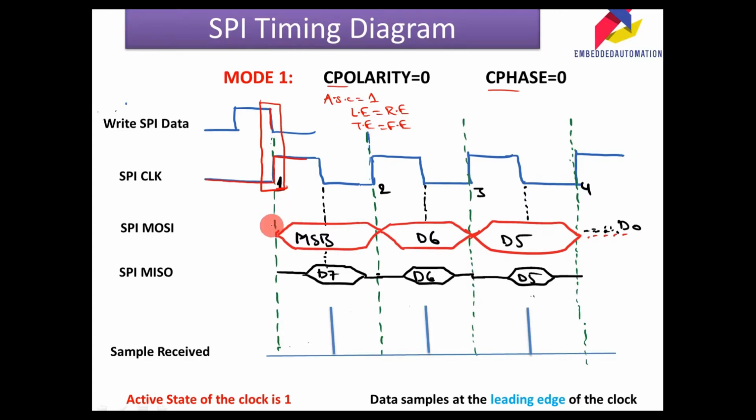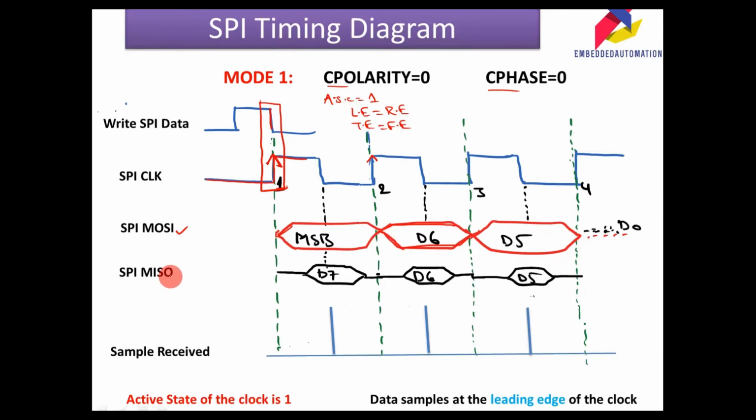So the data at the master output is placed immediately on the rising edge of the SPI clock. There is the rising edge of the SPI clock. So that data is immediately on the rising edge. On every rising edge of the clock, the data bit will be placed.